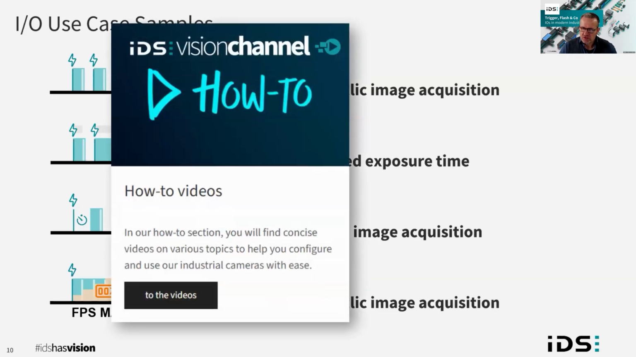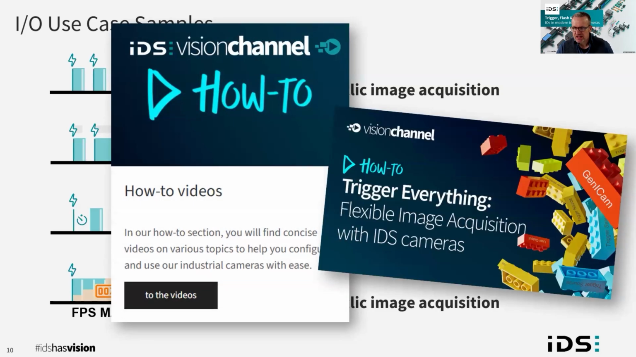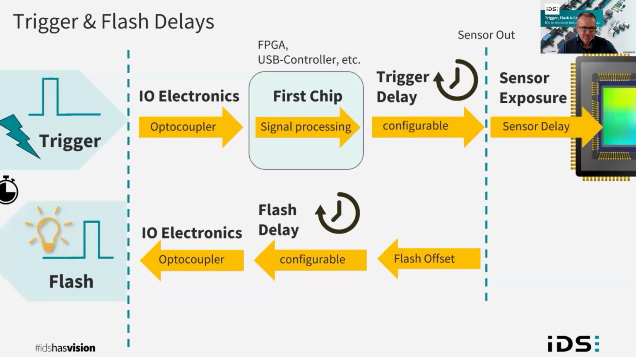If you would like to learn more about the many different applications of trigger I/O systems with 2D industrial cameras from IDS, I recommend our how-to section in Vision Channel, where we have several videos and hands-on demonstrations on the topic of triggering. It's really worth taking a look.